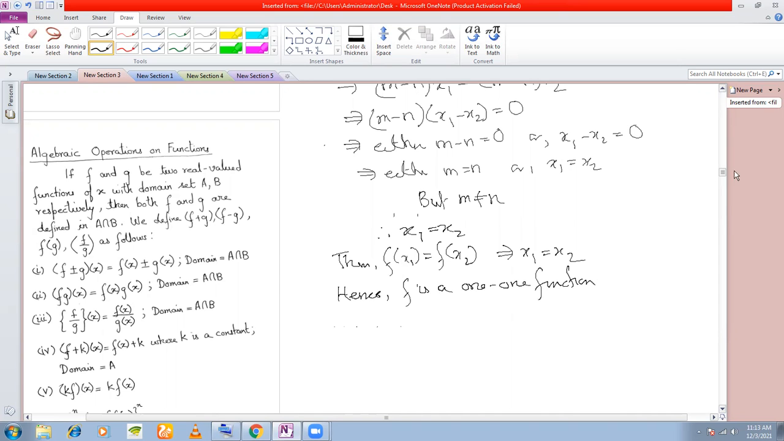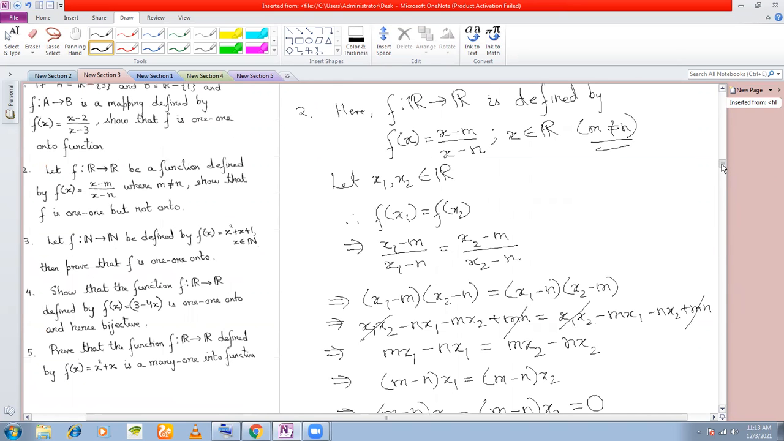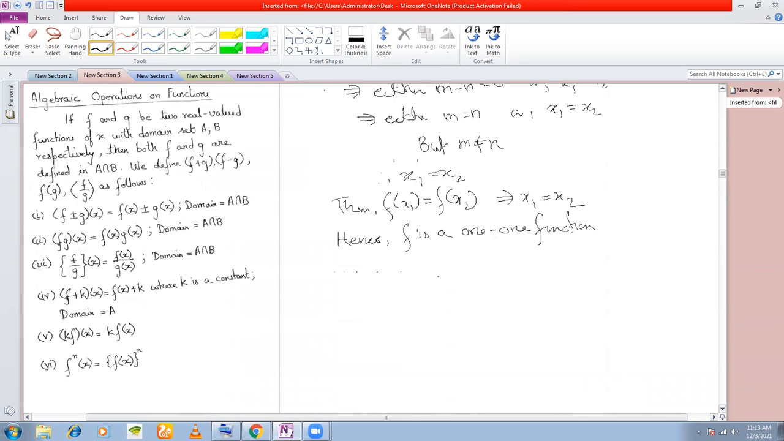Okay. We'll now show that f is not onto, or not surjective. How do we show this? I start by saying let y is equal to f(x). That means y is equal to, what was the function given to us here? It was given as (x minus m) by (x minus n). Now you find x in terms of y.